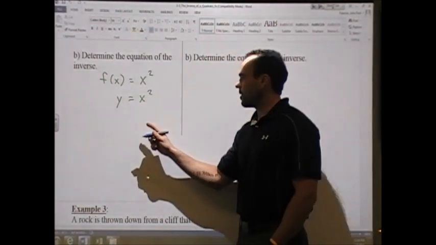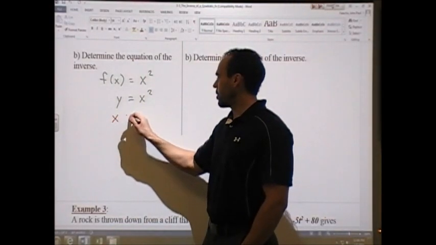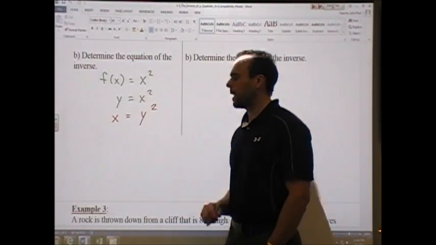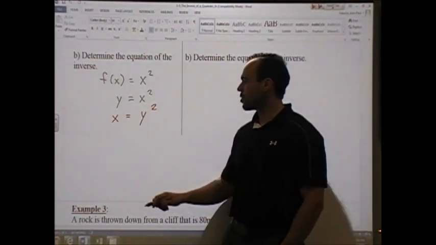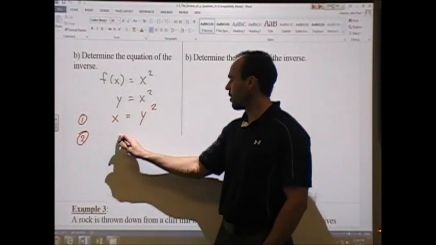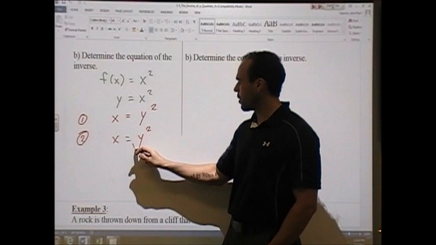Then, in order to take the inverse, you are inverting your x's and your y's. So wherever you see a y, you write an x, and wherever you see an x, you write a y. That's step one, and then you solve for y. In order to solve for y here, I have to isolate y. I have to take the square root of both sides.